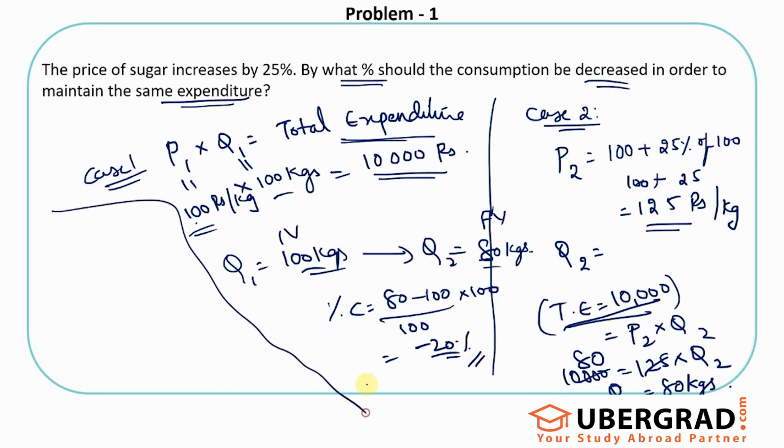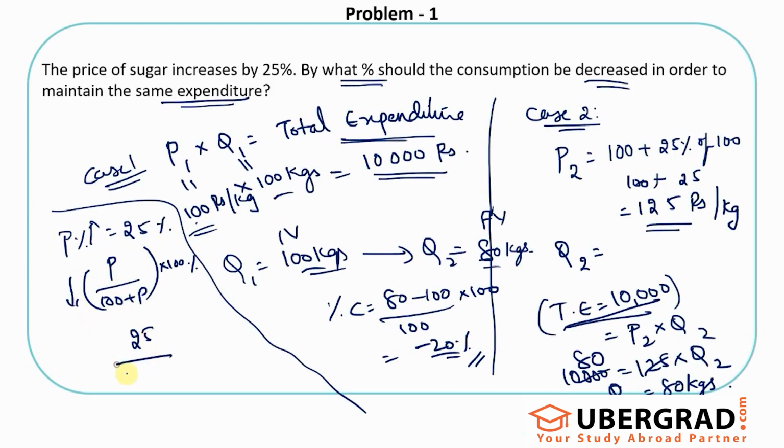Now the shortcut I was talking about earlier. If you remember, if one quantity is increased by p percent, the other will be decreased by p by 100 plus p into 100 percent. The price of sugar went up by 25%, so p is 25. That means the consumption would decrease by 25 by 100 plus 25, into 100. So 100 plus 25 is 125, and 25 by 125 into 100.